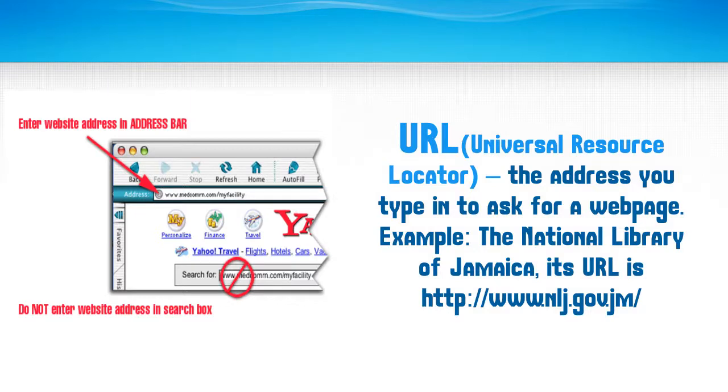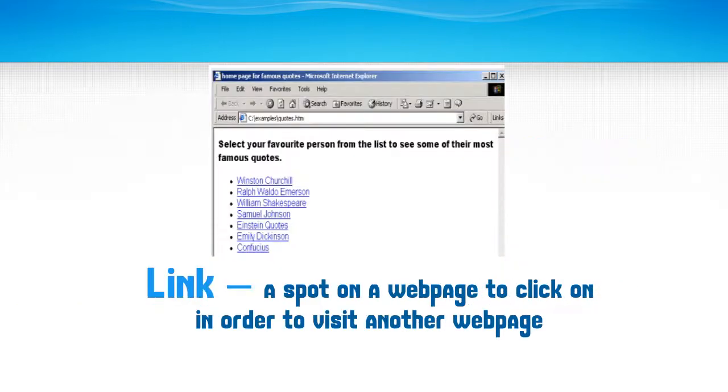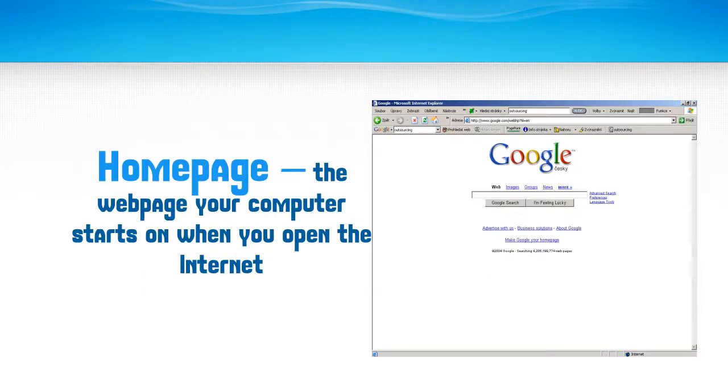When you are on an Internet page, not all the time you will have to type in the URL to get to another site. You can instead click on links that will direct you to other Internet pages. A link is a spot on a web page to click on in order to visit another web page. The home page is a default web page your computer starts on when you open the Internet browser.